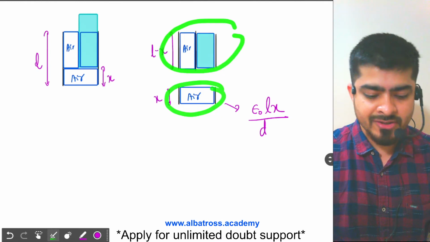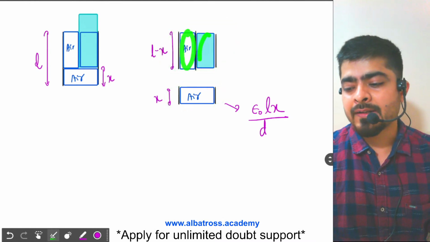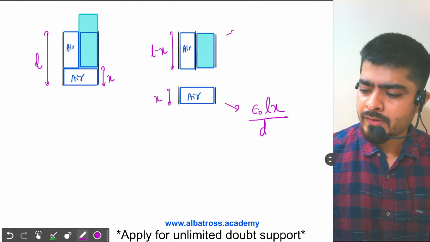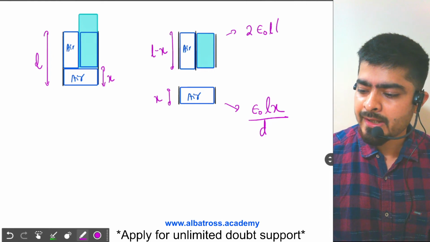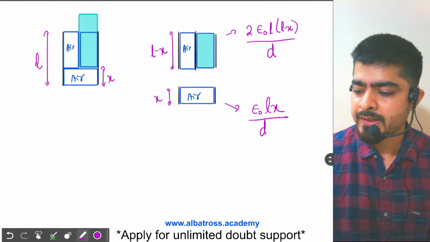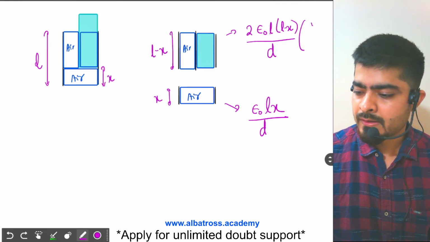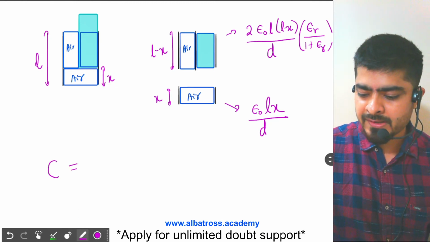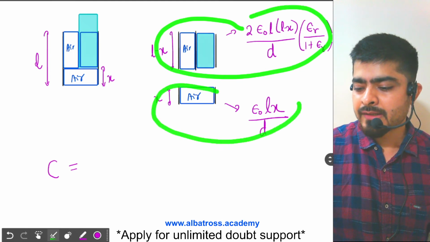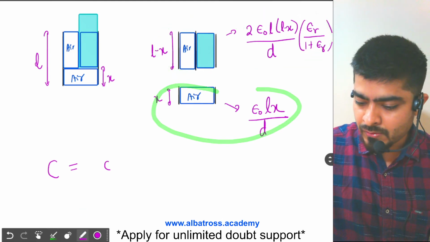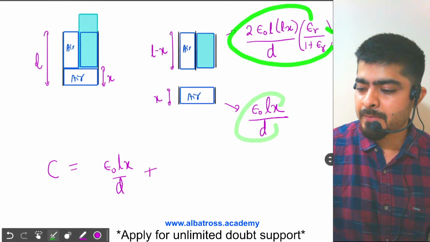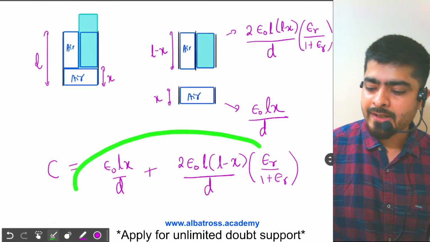And what is the capacitance of this section? Here we have an air gap and the dielectric both in series with each other. So for this you will get 2 epsilon naught L minus x by d times epsilon r by 1 plus epsilon r. So now what is happening? The total capacitance C will be how much? This combination and this capacitor, they are in parallel, so we just add them. So epsilon naught Lx by d, that is this one, plus this capacitor. So this is your net capacitance.